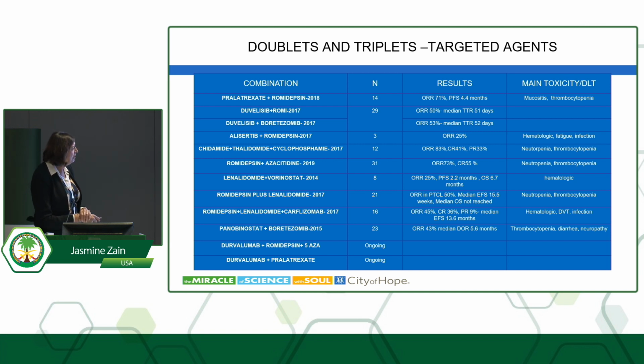I've already talked about the 5-azacitidine romidepsin, but there've been combinations of pralatrexate and romidepsin. There've been combinations of chidamide, which is an HDAC inhibitor, with thalidomide and cyclophosphamide, romidepsin and azacitidine, lenalidomide with romidepsin or other HDAC inhibitors. You notice that the studies are small, their numbers are small, because that's the nature of the disease. It's a rare disease.